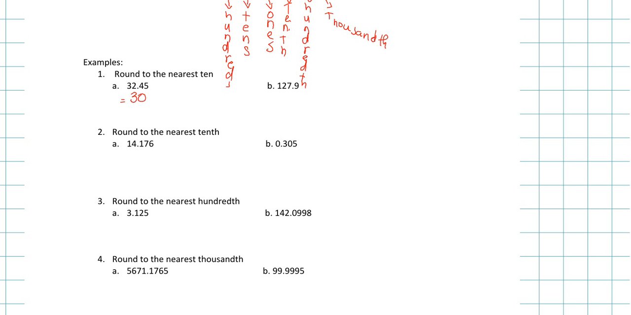How about 127.9? What would you round that to the nearest 10? 130. So the number that I'm keeping is the 2. After the 2, there is a 7, so I have to round up to 130. Are we okay with that? Okay.